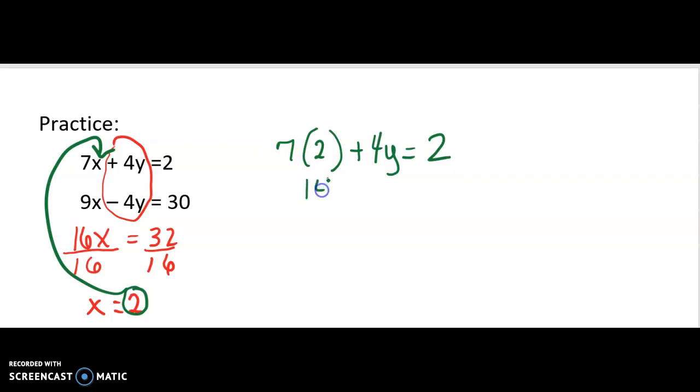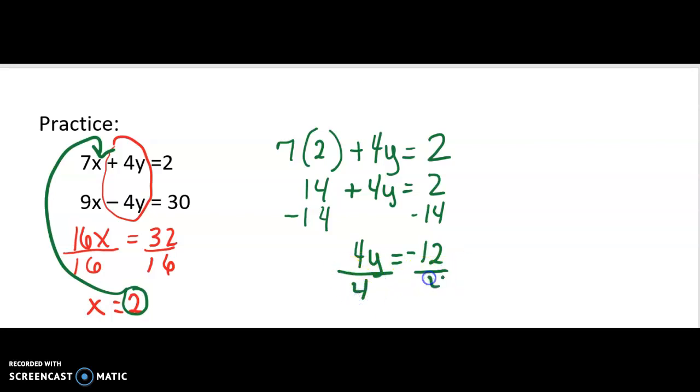7 times 2 is 14. Still, my goal is to solve for y, so I need to get that y by itself, and I will do that by subtracting 14 from both sides. 4y equals negative 12. Divide both sides by 4. y equals 3. Okay, so the solution to my problem here, I would say my solution is x is 2, y is 3.